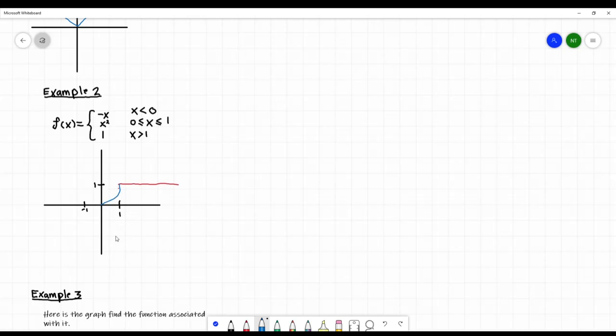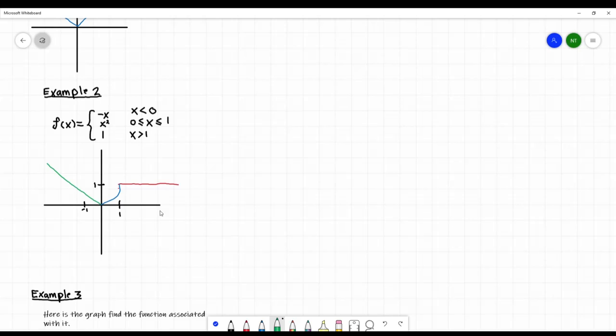And then when x is less than 0, it's going to be minus x. So minus x is simply a straight line intersecting 0. Let me draw that a little neater. A straight line where y is equal to minus x. So when x is less than 0, we have y is equal to minus x. If x is between 0 and 1, we have f of x is equal to x squared. And if x is greater than 1, we have f of x is equal to 1.